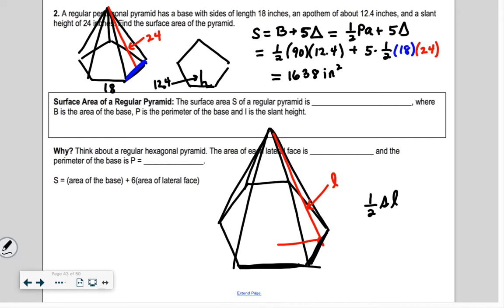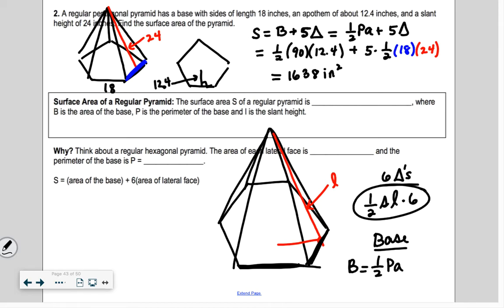How many of those do we have? How many triangles do I have? The lateral faces. I have the one on the front, the one here, 2, 3, 4, 5, 6. Yes, I have 6. So we multiply by 6. This would be the 6 triangles. Okay? What about the one base? Well, that's going to be the 1/2 PA, right? Perimeter times apothem.